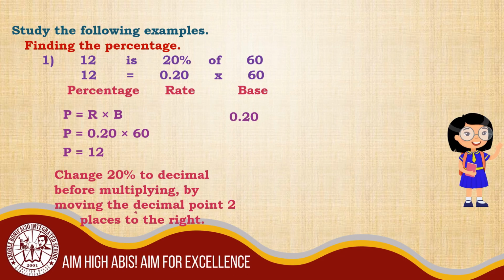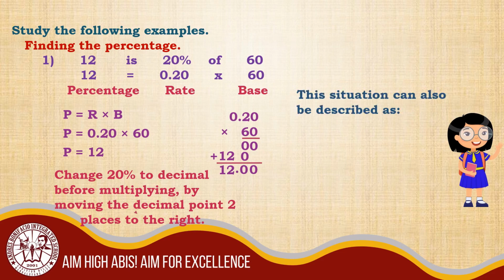Then, let's check. 20 hundredths times 60. 0 times 0 is 0. 0 times 2 is 0. 6 times 0 is 0. 6 times 2 is 12. Then add the partial product. Bring down 0. 0 plus 0 is 0. Bring down 12. Count the decimal places in the factor. Kung ilan ang bilang ng decimal places in the factor, yun din ang ilalagay sa product. Therefore, the answer is 12. This situation can also be described as 20% of 60 is 12. 20% times 12 is 60.